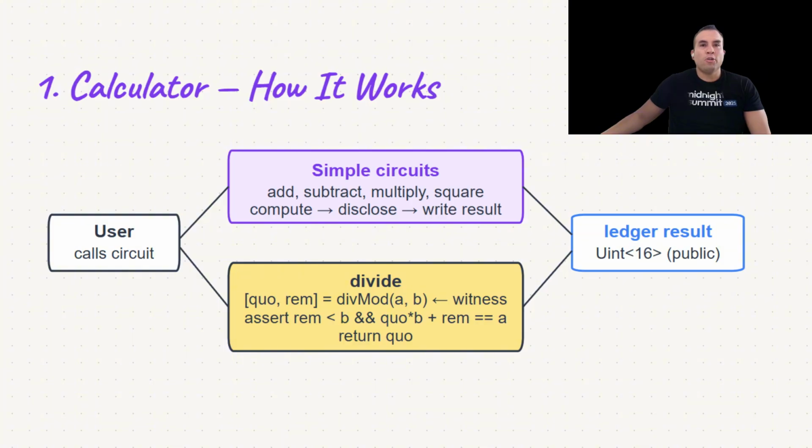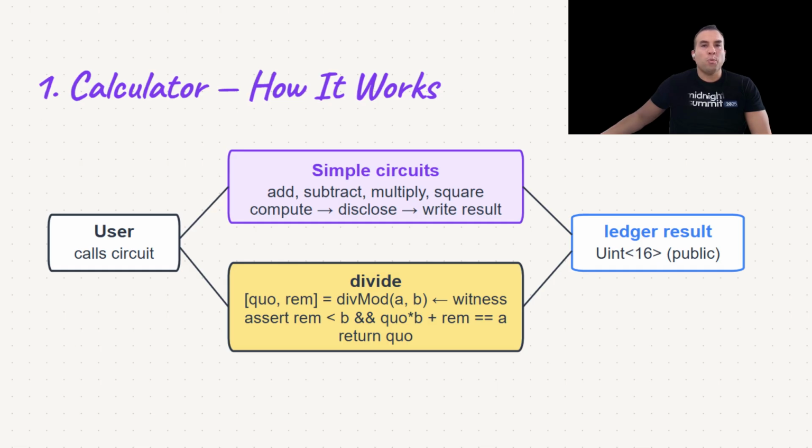Here's the whole contract as a diagram. It fits on one screen. On the left, a user. They call one of the 5 circuits. The top box holds the 4 easy circuits: add, subtract, multiply, square. Each one just computes the answer and writes it to the single storage cell on the right, labeled result.